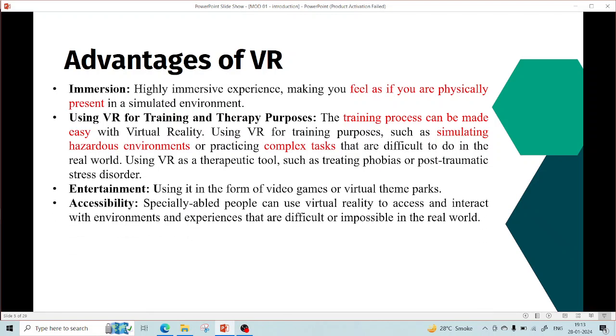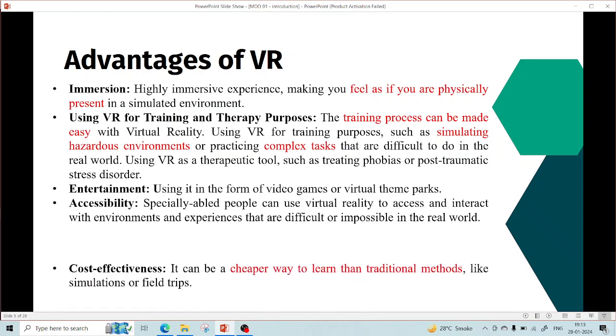Again, the next one is accessibility. Specially abled people who are not able to reach certain environments, or who don't have access to specific parts of the user experience, you can create those user experiences in the virtual world and make them accessible for specially abled people. So these are the very basic and common advantages of VR. We are not going into more technical things. Generally, these are the advantages of VR environments.